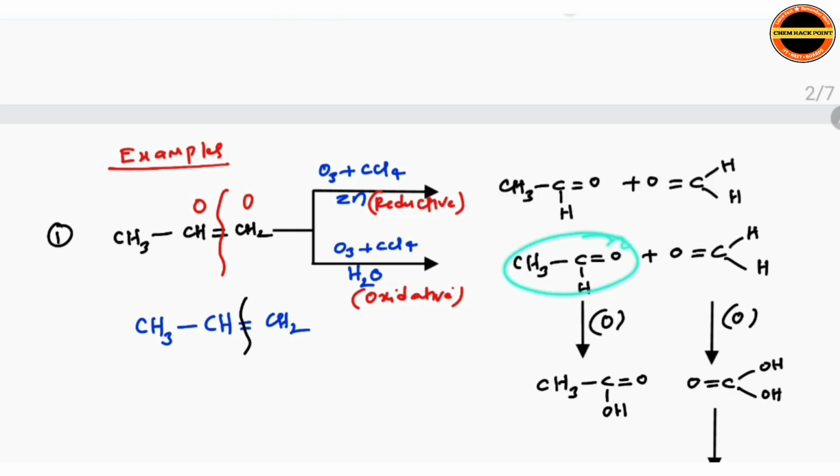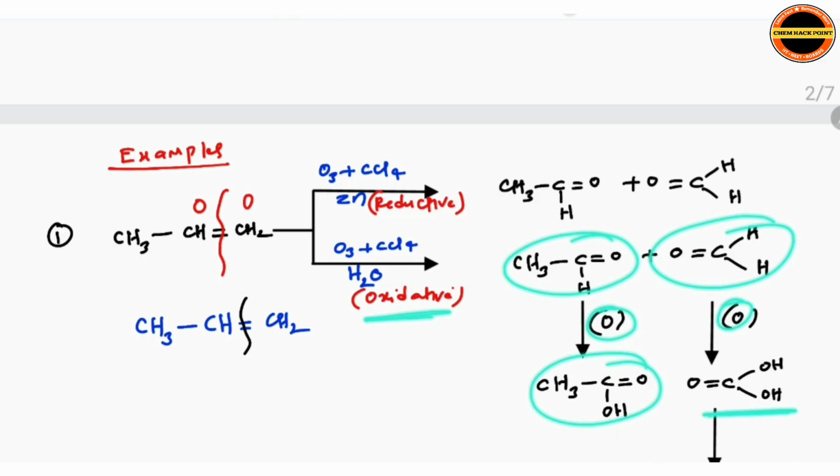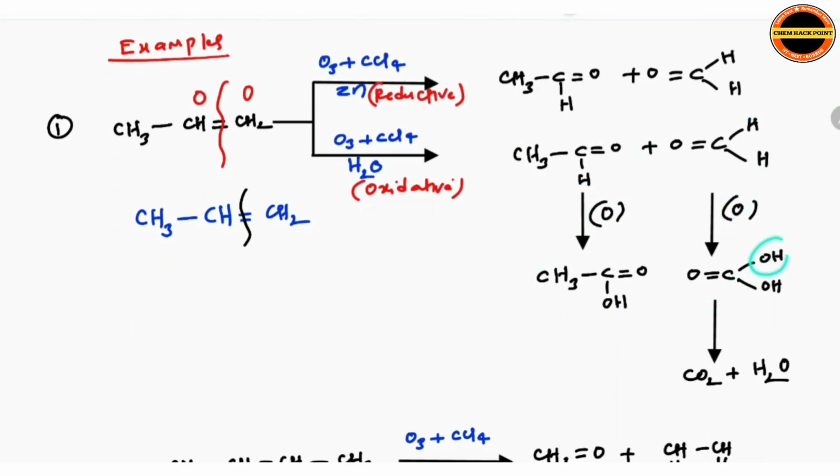See, both the products are the same, but with oxidative ozonolysis, further oxidation occurs, giving a carboxylic acid, and the other carbon has two OH groups on the same carbon, which is not stable. So here elimination of a water molecule occurs, and you get CO2. Okay. So what we have to do, whether it is oxidative ozonolysis or reductive ozonolysis, is a simple trick.